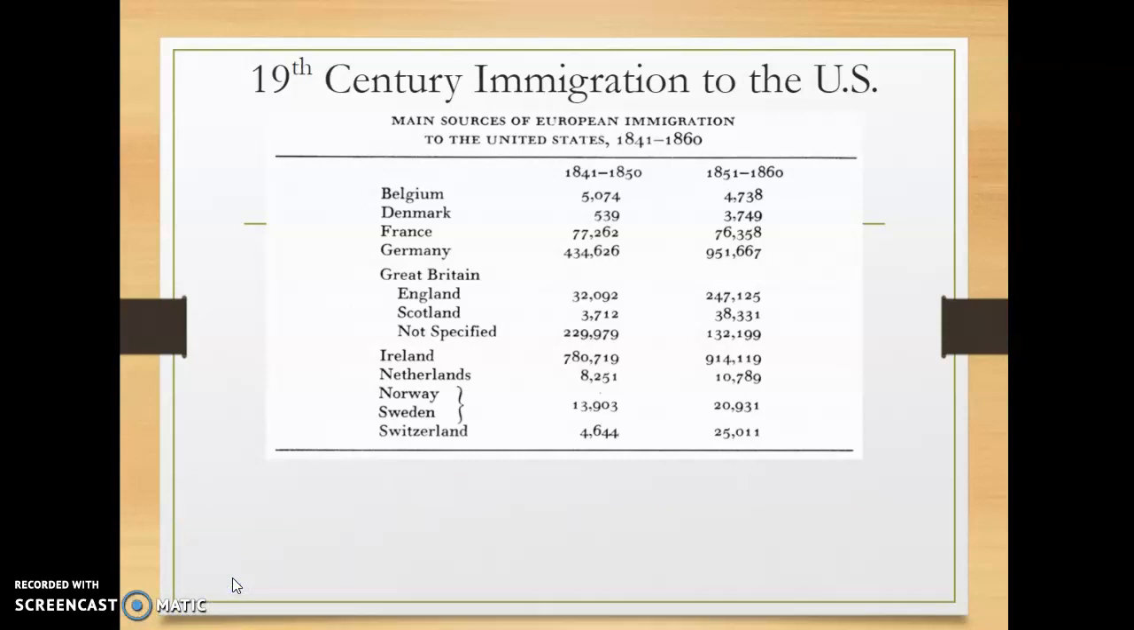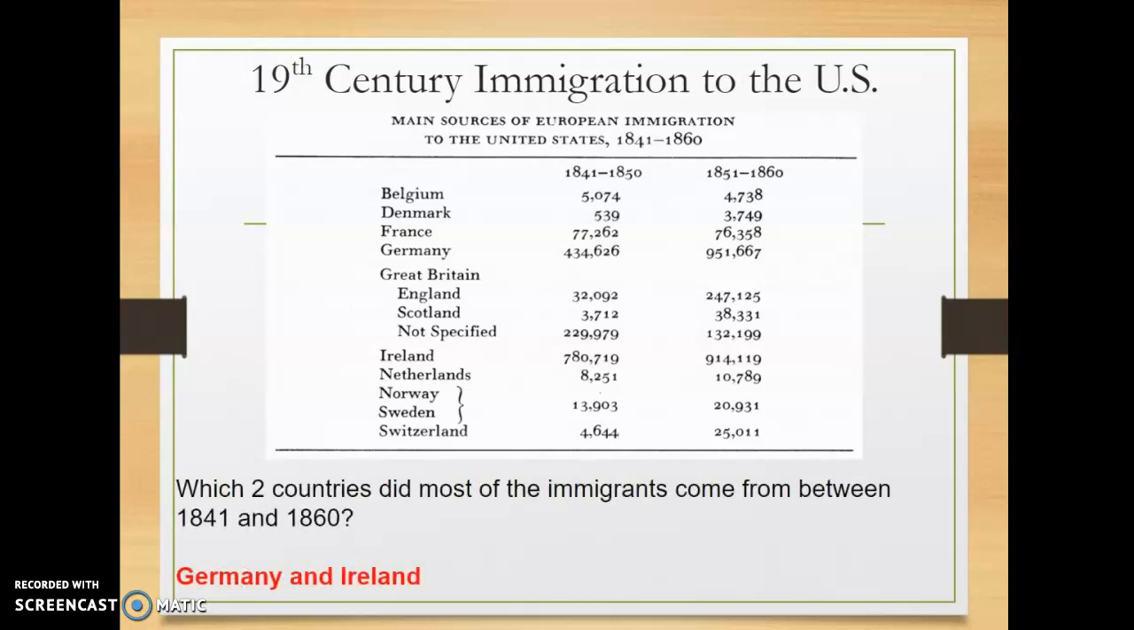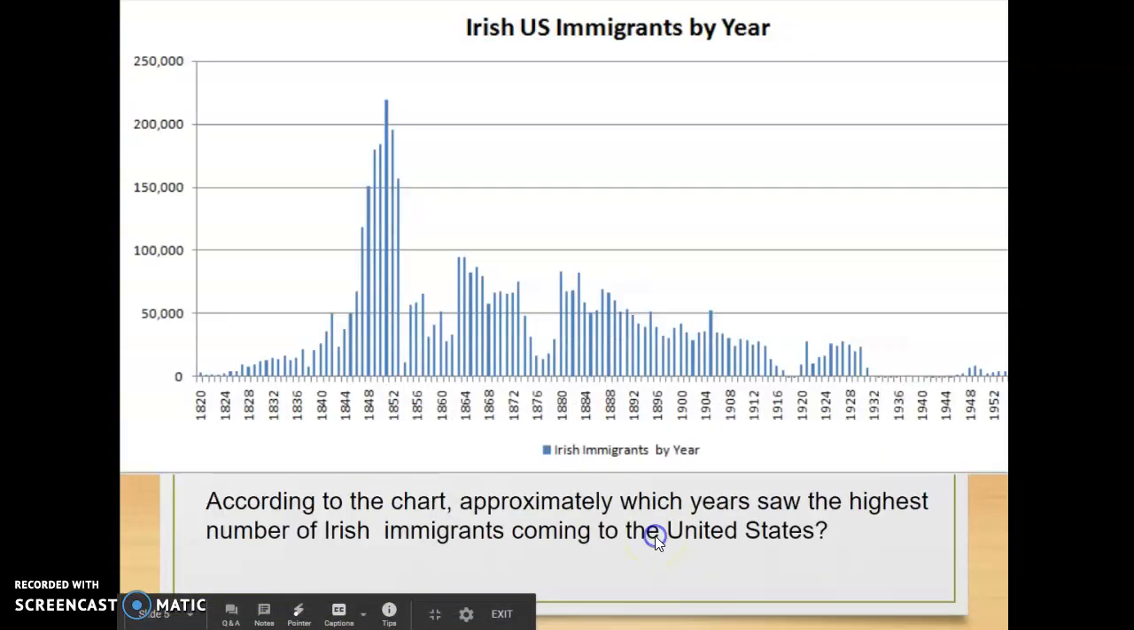All right, so if you answered your questions and came up with Germany and Ireland, you're absolutely right. You can see very clearly right here on the chart that Germany had the highest amount of immigrants between 1841 and 1850. And between 1851 and 1860, nearly a million, almost 500,000 in this decade. And from Ireland, almost 2/3 of a million came to the United States, and then nearly a million in 1851 to 1860. So what were some reasons for that, we'll look at in just a little bit.